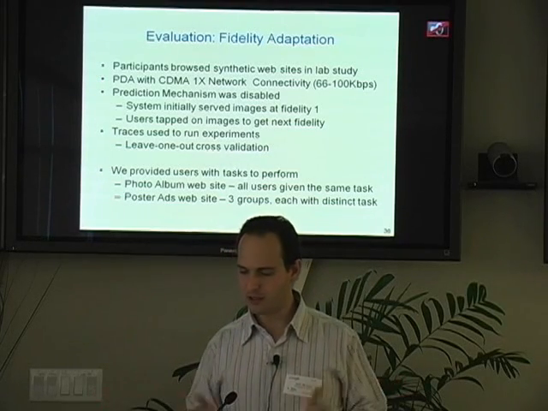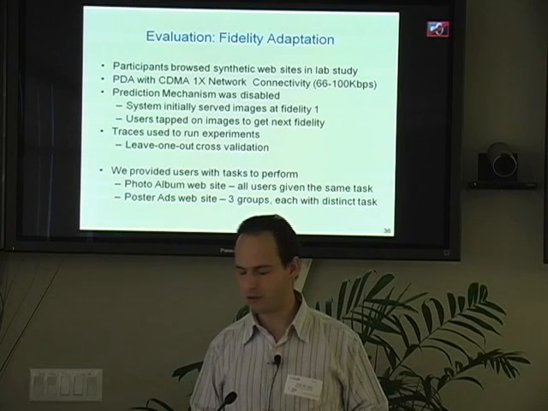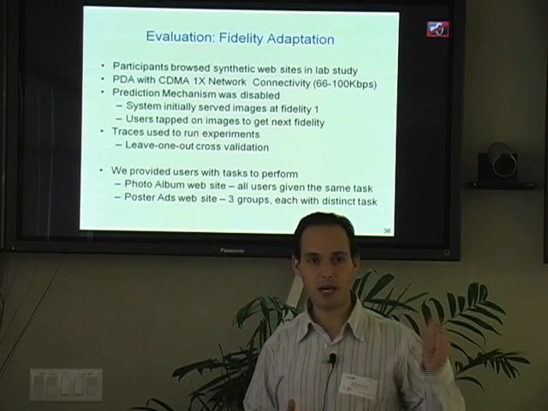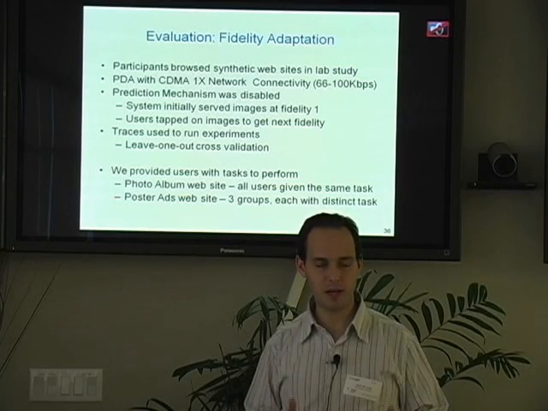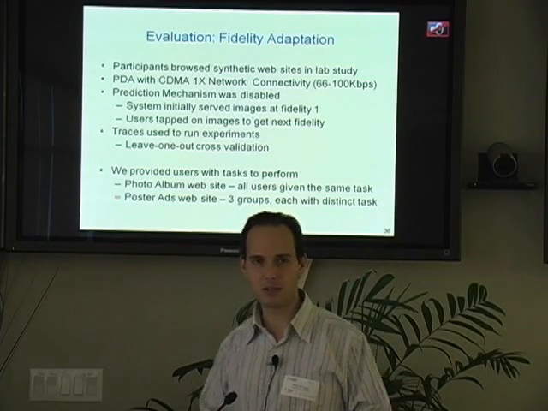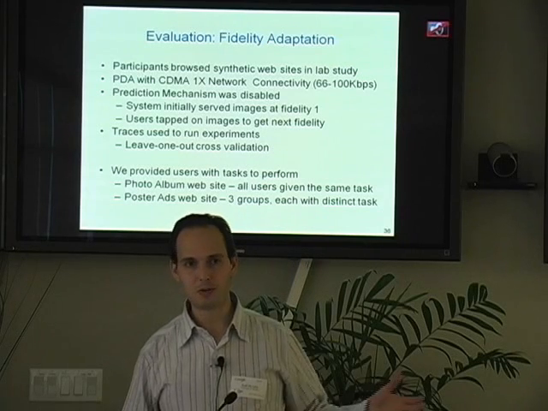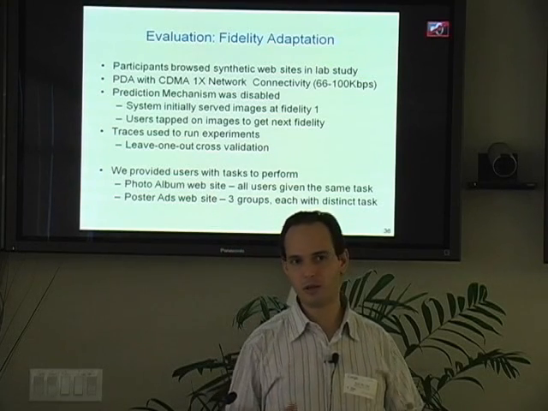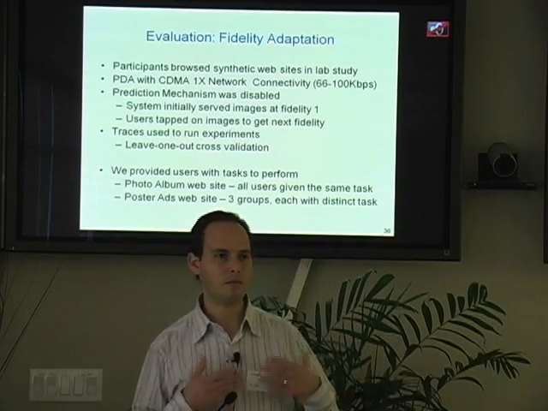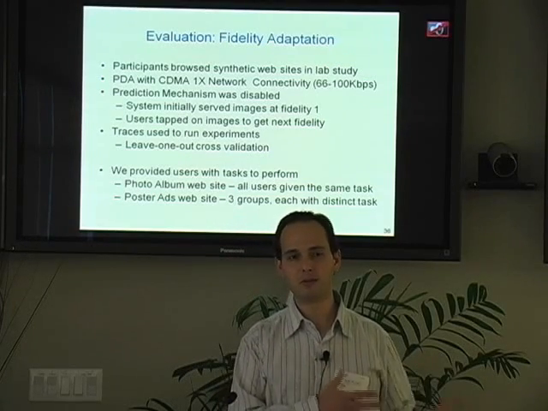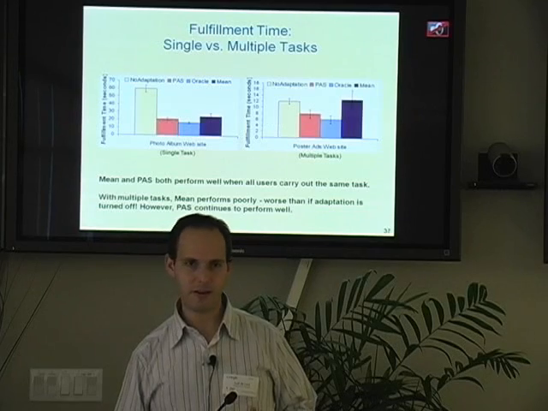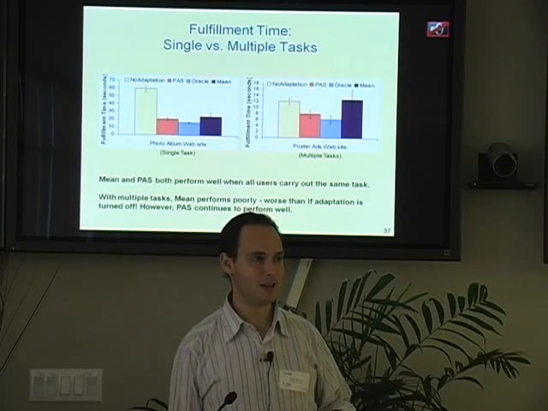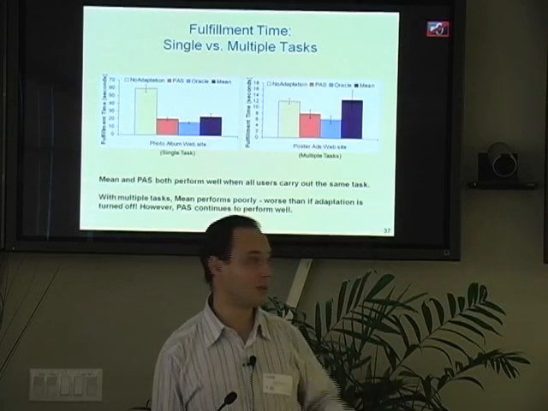We basically asked users to browse over a couple of sites. I'm going to present results for two. We gave them specific tasks to perform over those sites, and they had to tap on the images to raise their fidelity until they were good enough to perform certain tasks. We then take all these traces and feed them to a simulator, and we look at how well different adaptation policies manage to match the ultimate fidelities requested by the users. Obviously, the best you can do is an oracle that guesses what the user will want, and that will give you the best fulfillment time that you can expect.